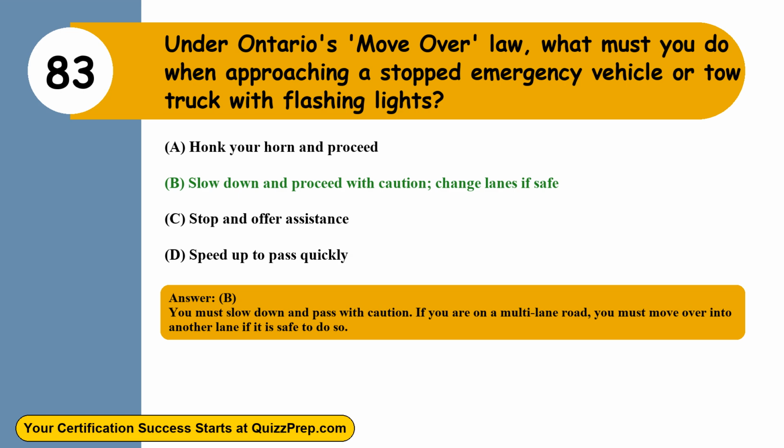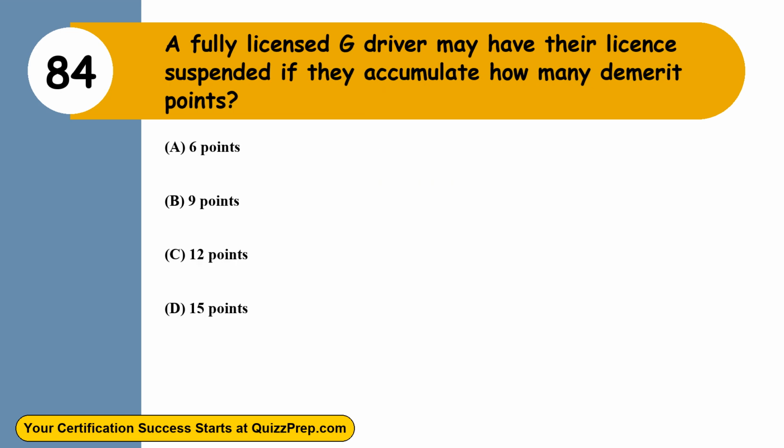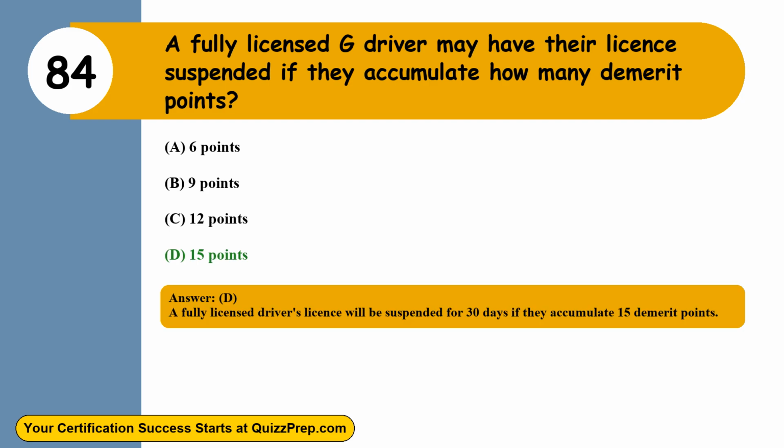Question 84. A fully licensed G driver may have their license suspended if they accumulate how many demerit points? Option A, 6 points. Option B, 9 points. Option C, 12 points. Option D, 15 points. The correct answer is option D, 15 points. A fully licensed driver's license will be suspended for 30 days if they accumulate 15 demerit points.